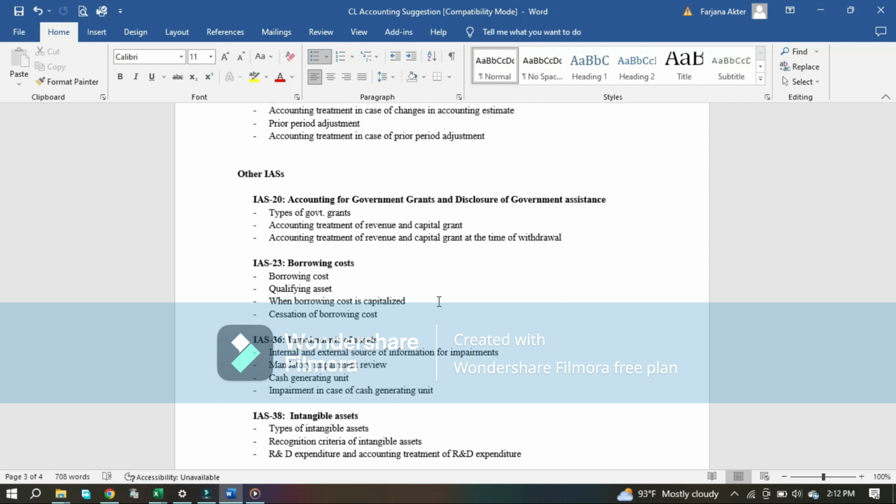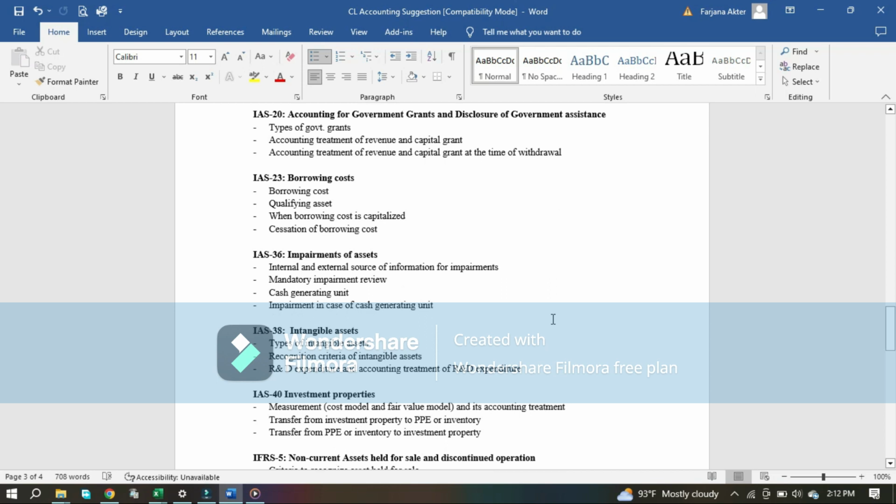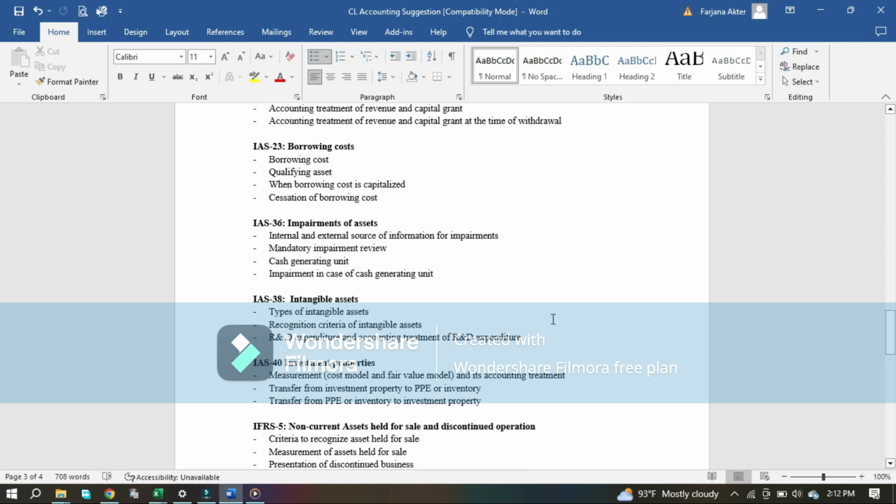IAS 23, Borrowing costs. Borrowing cost. Qualifying asset. When borrowing cost is capitalized. Cessation of borrowing cost. IAS 36, Impairment of assets.